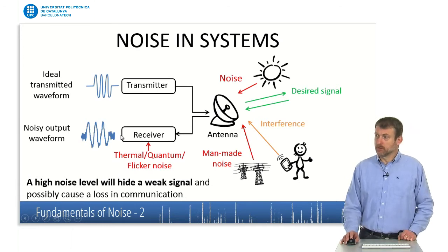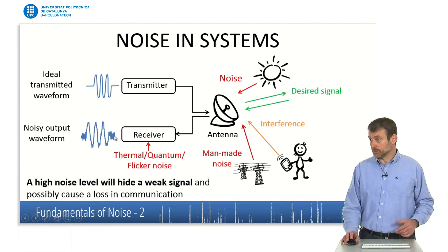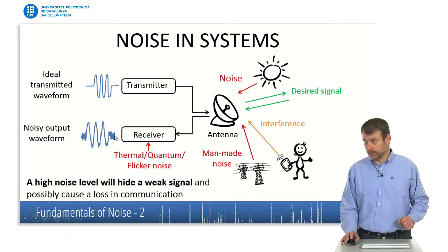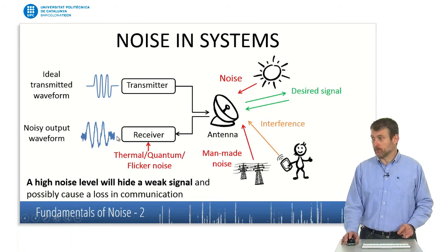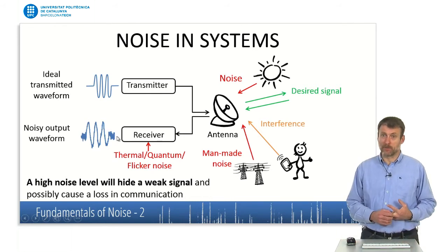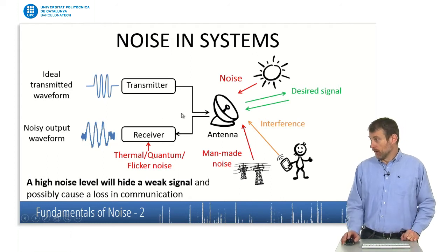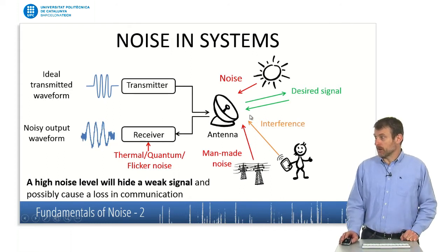As a result, the waveform at the output of the receiver will be noisy and corrupted by noise, and this can make it difficult to extract the information that the other terminal is sending to us. So a high level of noise can hide a weak signal and possibly cause the loss in communication. Before going to the next slide, let me comment on this case.